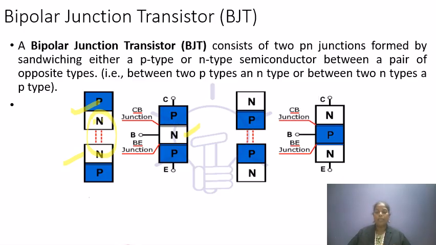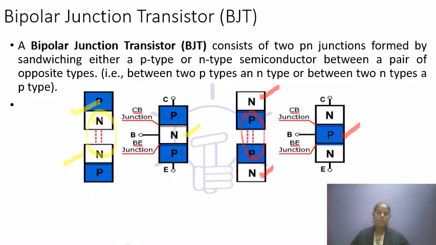How can we form the NPN transistor? This is the N region, and the two P regions combined together. As I told, two diodes are joined back to back. So this P and P combine to form a single P, and next this is the N region. So we have the N region, P region and N region. Totally we have three regions.